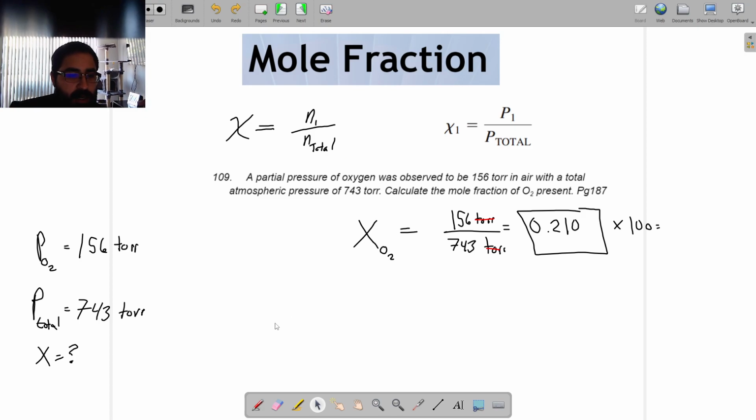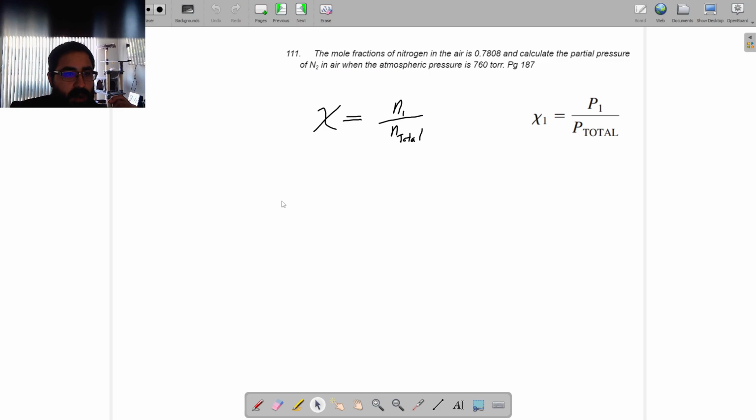Now, let's check out another problem. Let's bring that over to the other side. The next problem: the mole fraction of nitrogen in the air is 0.7808. So let's write some stuff down. The mole fraction of N2 is equal to 0.7808.